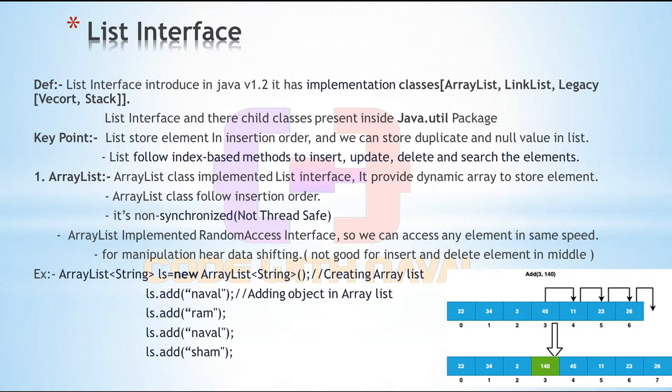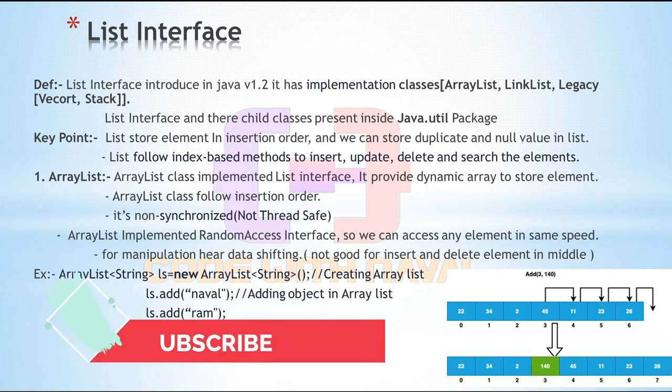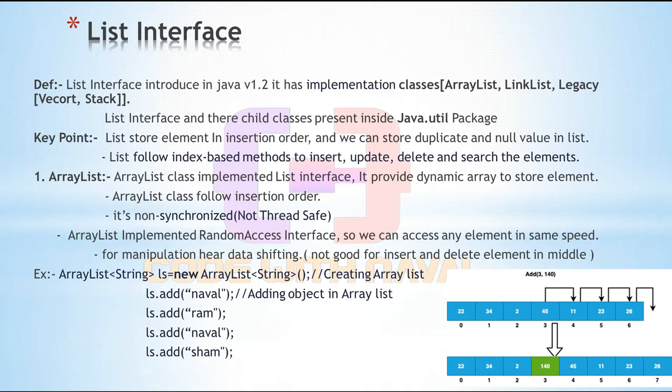There are a few key points we have to know about the List interface. Okay, so a List stores elements in insertion order. Whatever order we insert in, in that same order the List stores the elements, and we can store duplicate and null values in a List. There is no restriction, like we can't store a duplicate or we can't store a null. We can happily store duplicate and null values inside a List.